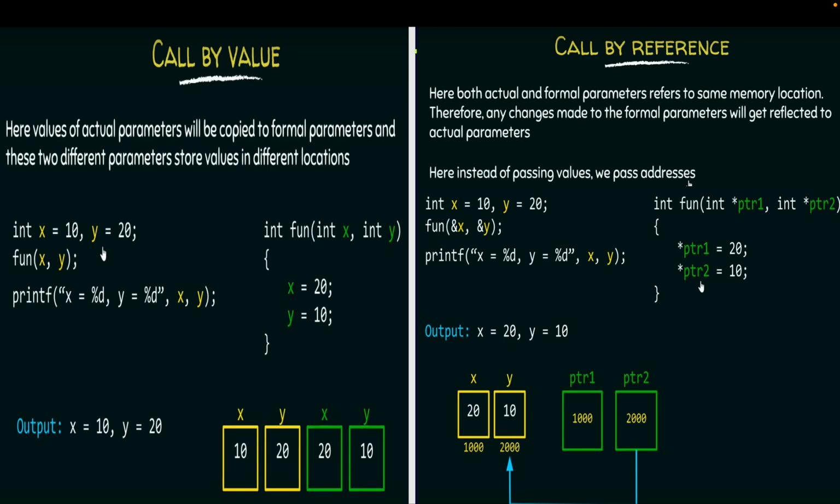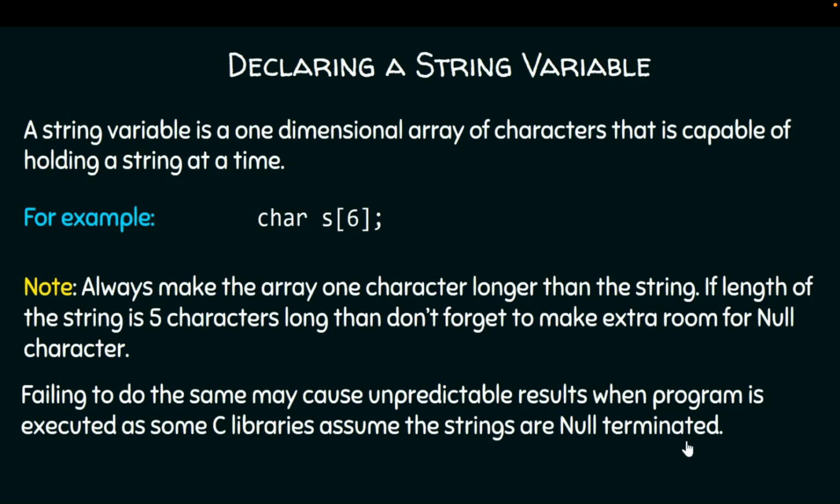In call by reference, both the actual parameter and the formal parameter are pointing to the same memory location. So whatever changes we make inside the formal parameter are directly reflected in the actual parameter.